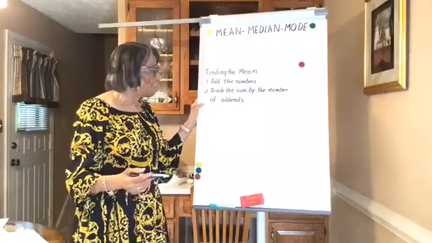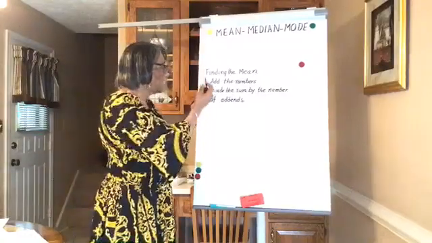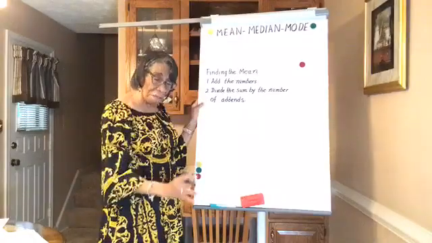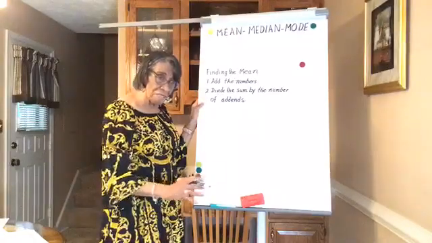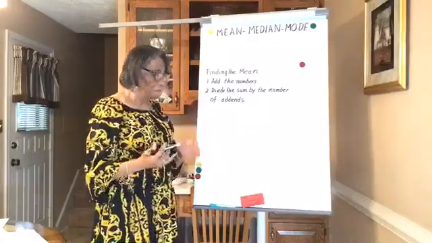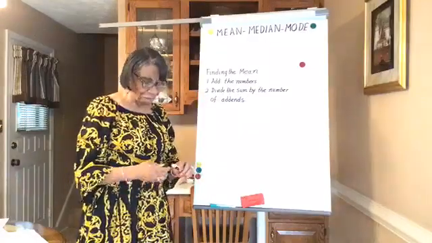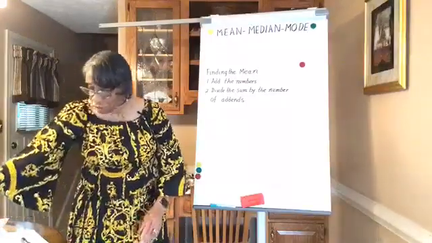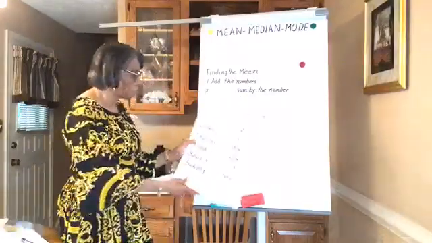All right, so if I was finding the mean, the first thing I would need to do is find the sum of all the numbers in the study. Then divide the sum by the number of add-ins. So let's have a problem that we're going to use today.